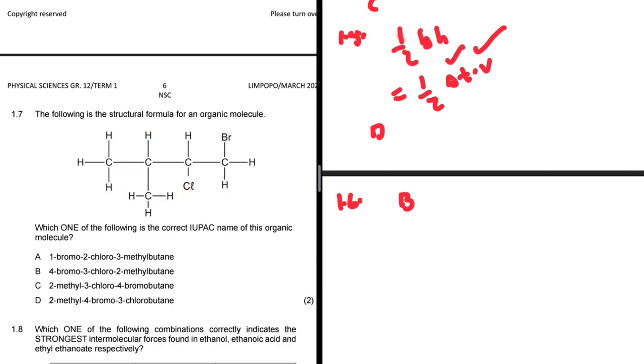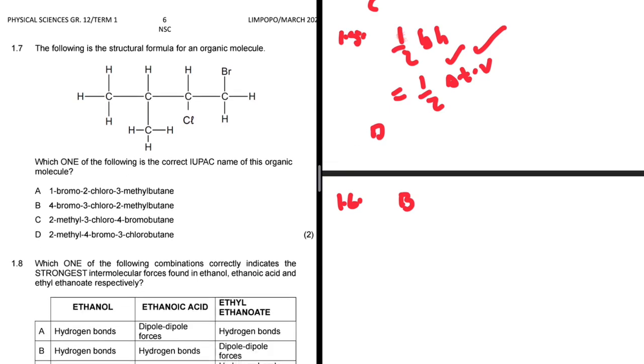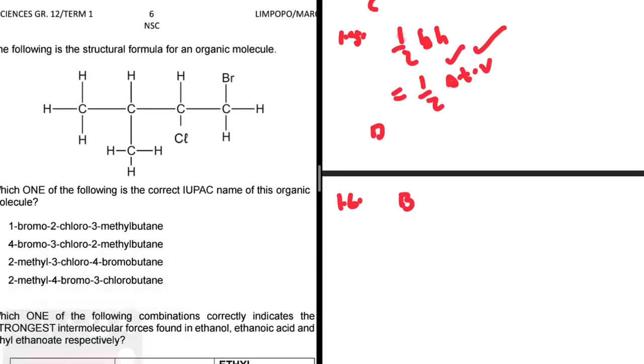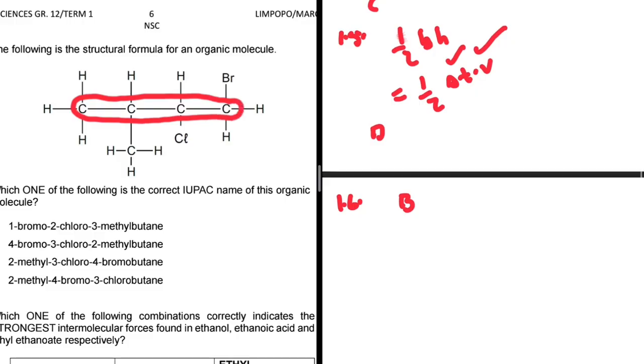The following is the structural formula of an organic molecule. Which one of the following is the correct IUPAC name of this molecule? Alright, so first things first, we're looking for the longest carbon chain, obviously. So 1, 2, 3, 4. Actually 1, 2, 3, 4, not 1, 2, 3, 4, 5. So this can also be the longest chain, but we can just take the straight chain as it makes our life extremely easy.